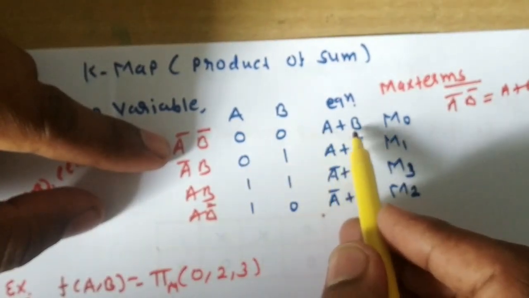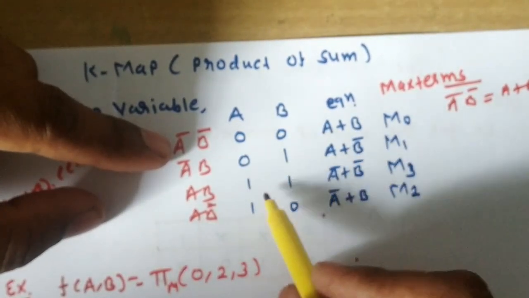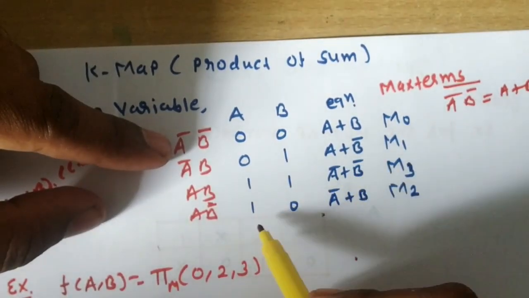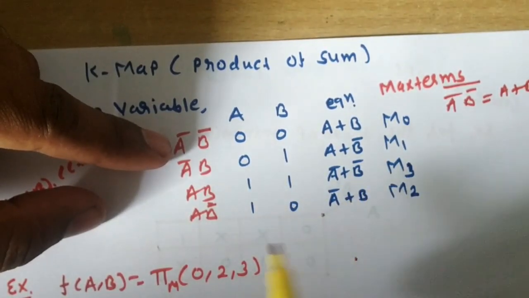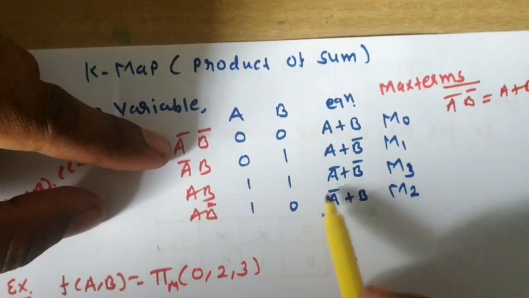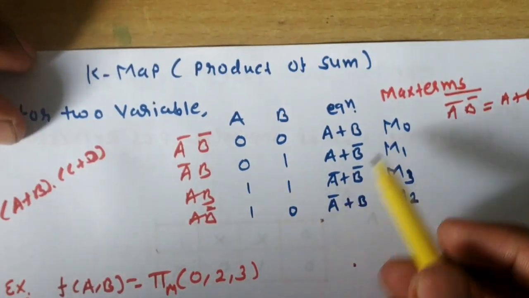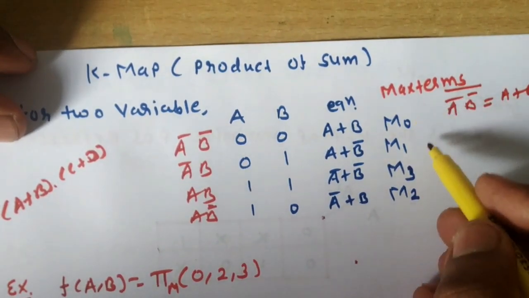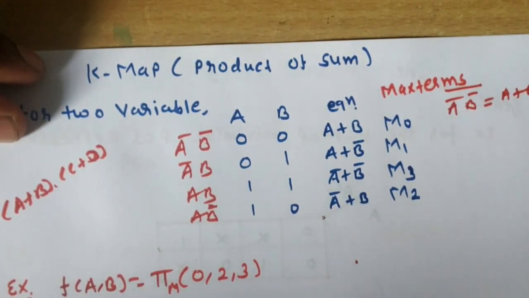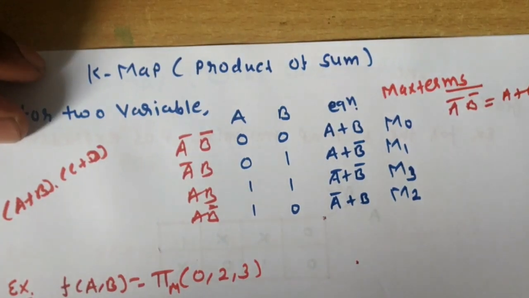So this is how we got all these terms. For 0 0 it is a plus b, for 0 1 a plus b bar, for 1 1 a bar plus b bar, and for 1 0 a bar plus b. It is totally opposite: for 1 we take the bar, and for 0 we take the normal variable, and then we do the addition. It is expressed by the capital M and is called a max term. In SOP we called it a min term.